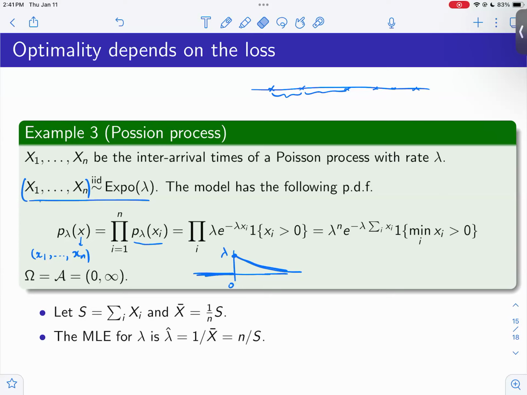Questions about this? So the parameter space we take it to be zero to infinity. The action space is within the parameter space. These are rates, so they're non-negative. And you're not going to assume that lambda is zero because that's a singular case. Okay, so yes.